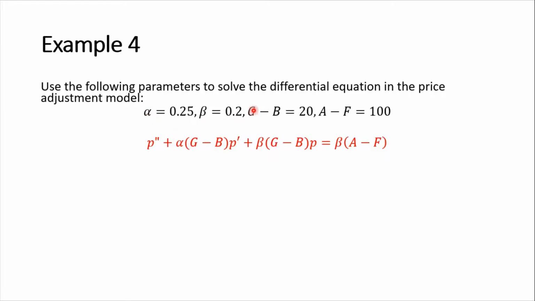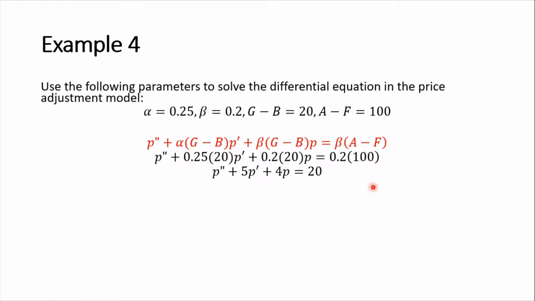Of course, you just have to substitute back the alpha, the beta, and the g minus b and the a minus f, right? Okay, if you put in all of the constants there, g minus b is 20, alpha is 0.25, and so on and so forth, you will get this equation.